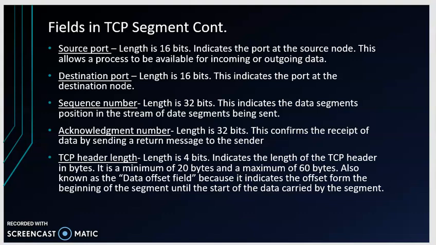TCP header length is the next one. The length is 4 bits. This indicates the length of the TCP header in bytes. The header can be a minimum of 20 bytes to a maximum of 60. It's also called the data offset field because it indicates offset from the beginning of the segment until the start of the data carried by the segment.